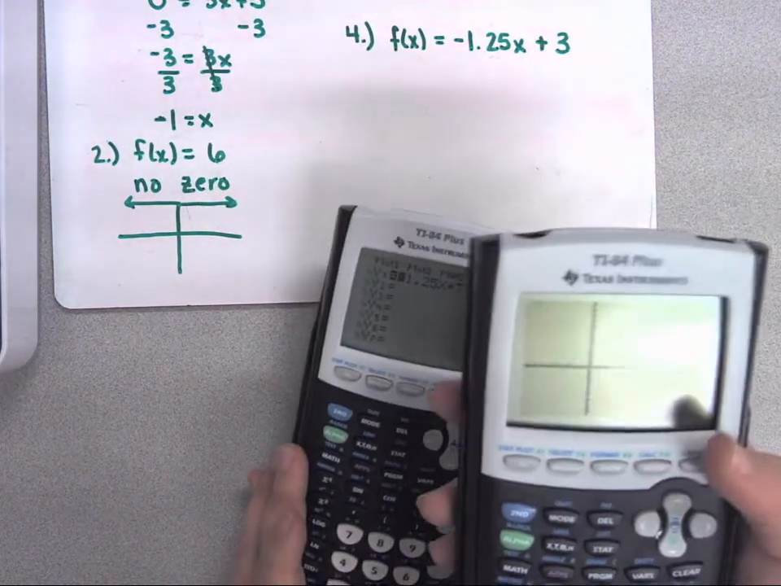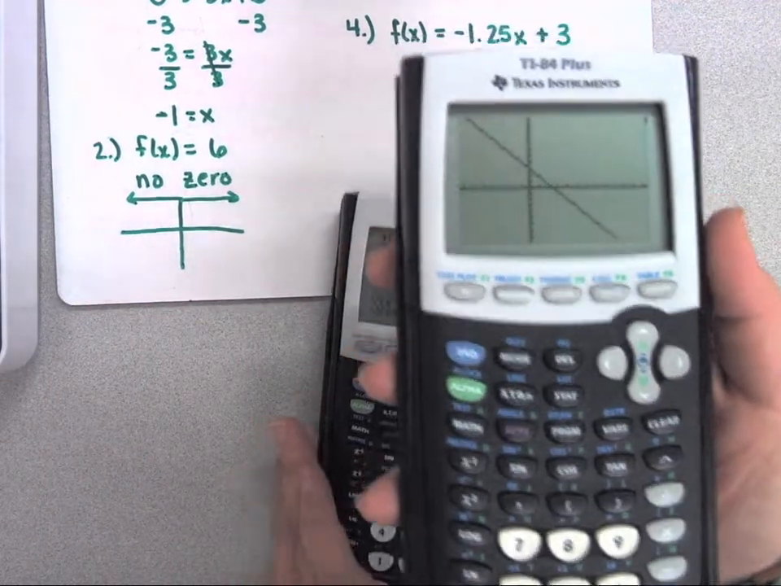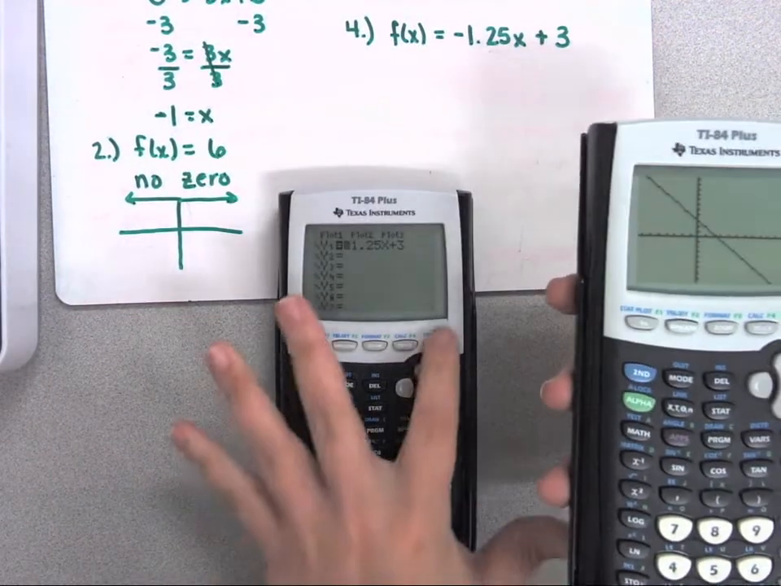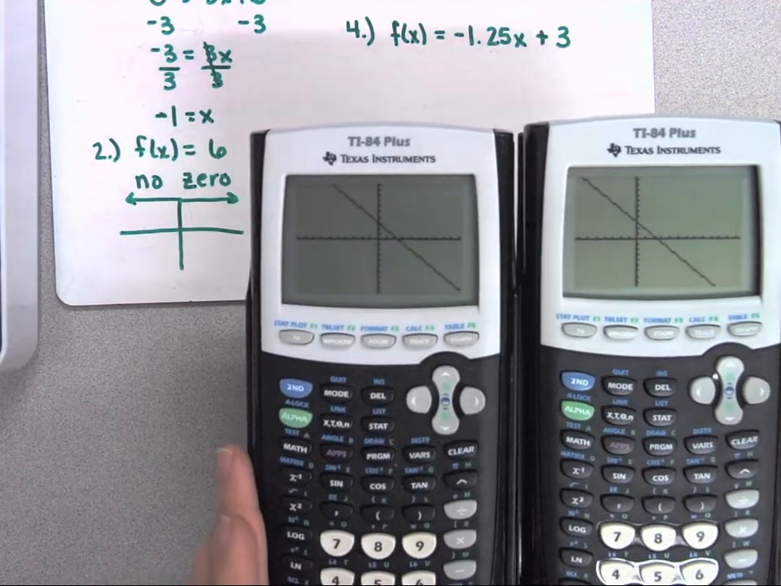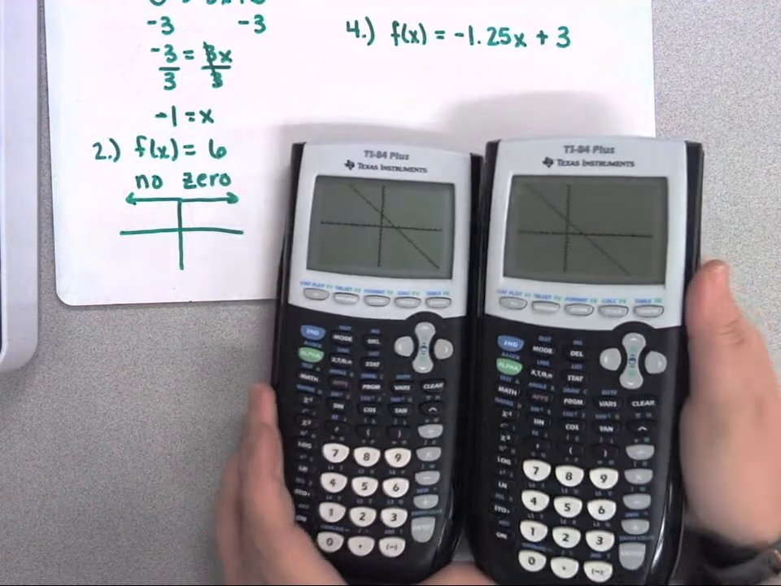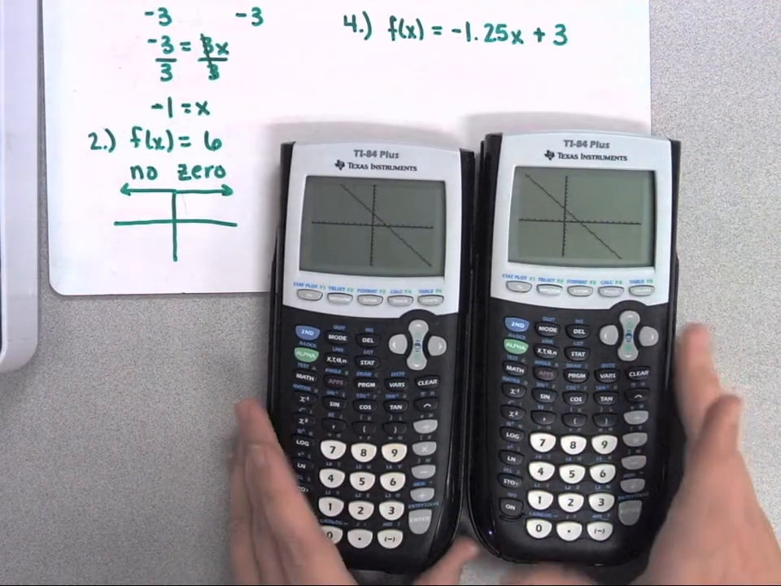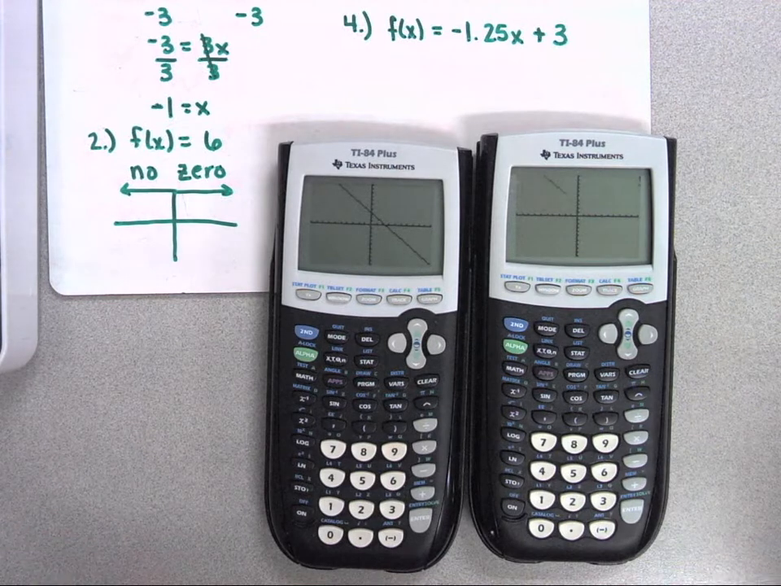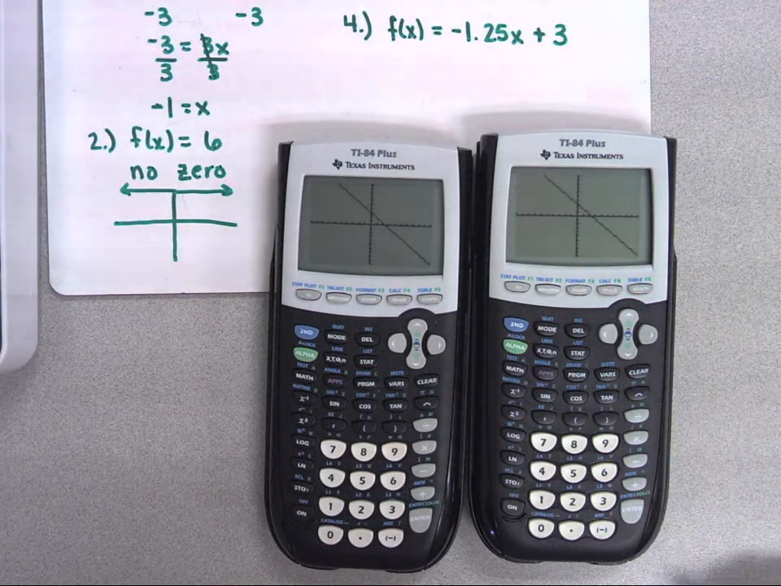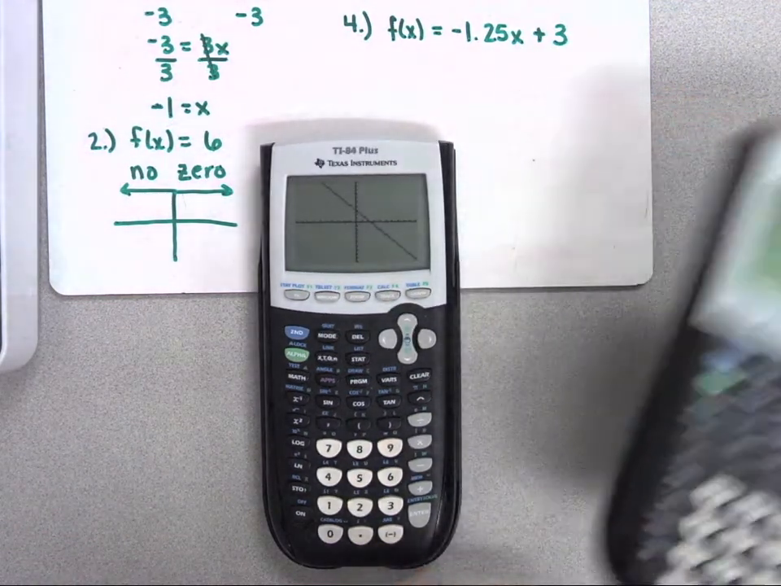Now he's got an equation. His looks just like mine, but you see how his is a little off from mine? He doesn't have a 10 by 10 graph. You see the difference? Since his window is a little off from mine, he can push zoom and then 6, and it'll make it a 10 by 10 graph again for him. Zoom 6 is your best friend.